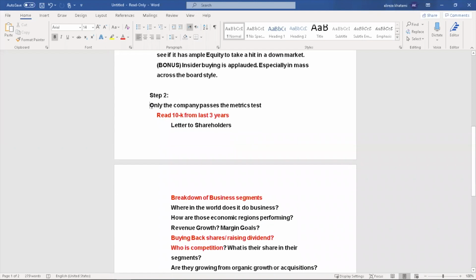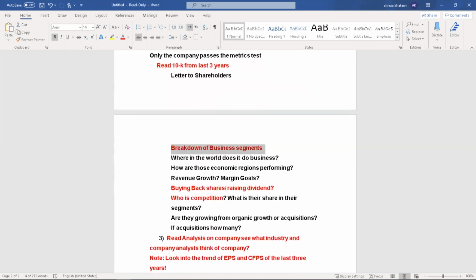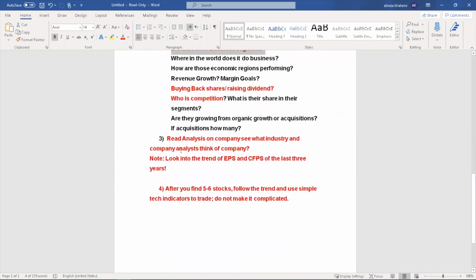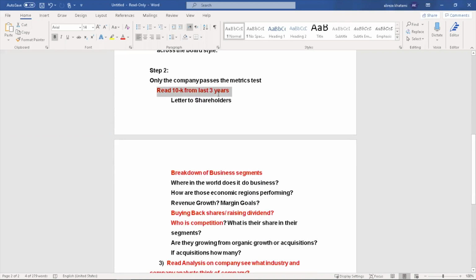Okay. Then you're going to look at the company's metrics. So you're going to read into the 10-K files from the past 3 years, the letter to shareholders, the breakeven of the business segments. And look, I'm going over everything quick because I apologize, I have stuff to do, but I'm going to go over everything quick. You guys can ask me questions. I'll go over any question that you have, and the technicals that we talked about. I'm going to go over every step, and then you can ask me questions.